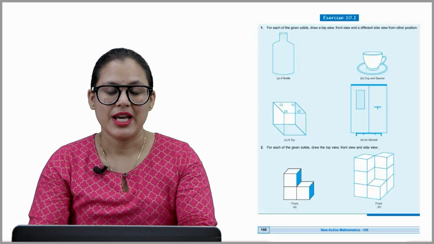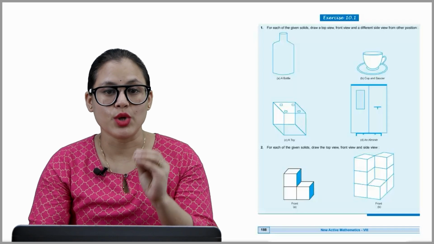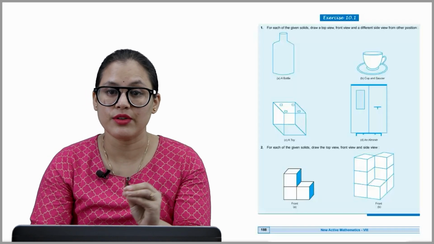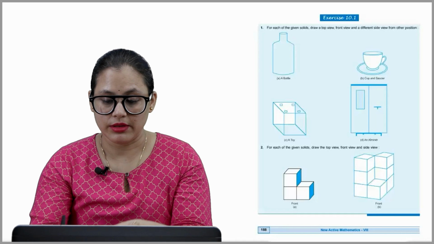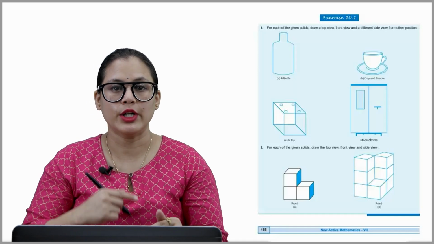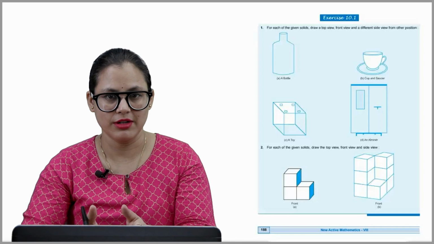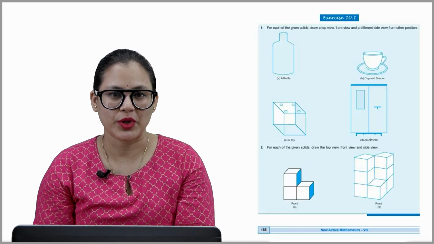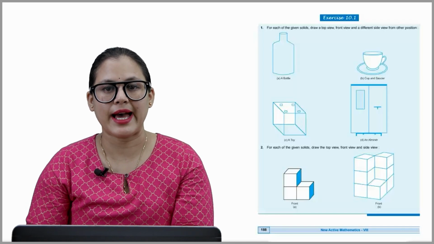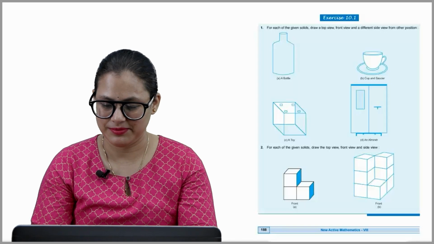Exercise 10.1. For each of the given solids, draw a top view, front view and a different side view from another position. So there are figures given to you. You have to draw the top view. Means if you look at this particular object, that is a bottle, from the top, what will be the view? Then you will also draw a front view and a side view.